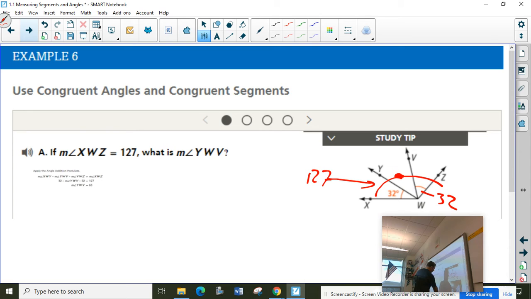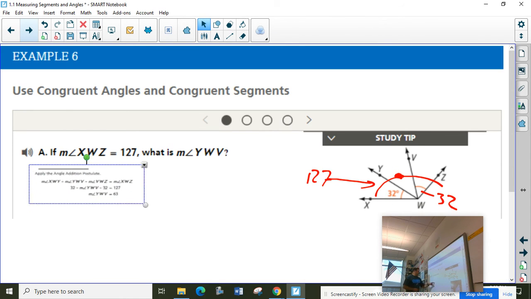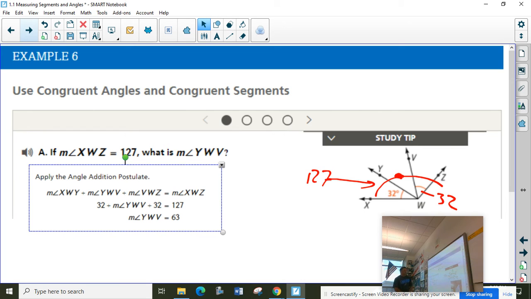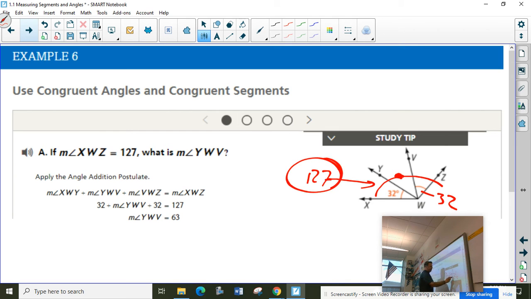That's one arc, meaning they're both 32. So you'd add the 32 to get 64. You would subtract it from the 127. You get 63 degrees. Because this angle and this angle add up to 127. This one here and this one here are 32. So see, 32 plus something plus 32 equals 127. Therefore, that angle equals 63.